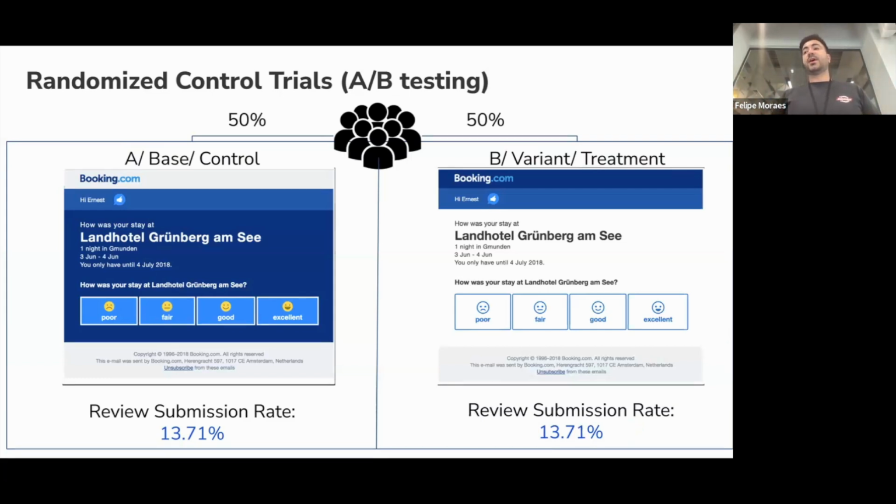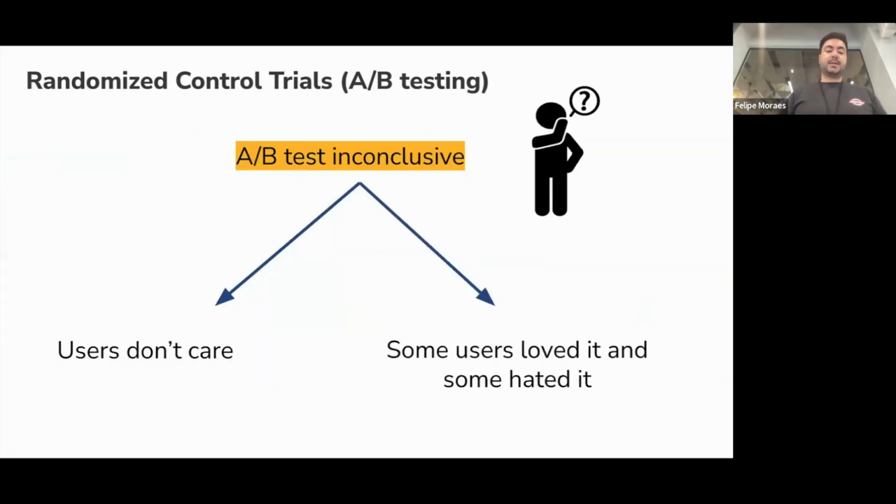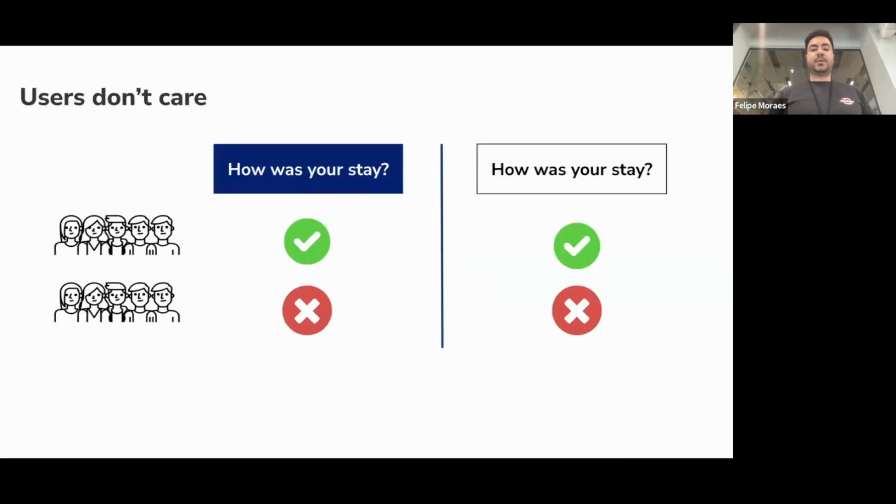Sometimes the result is actually equal, and we cannot tell that this A/B test is conclusive. We say that it's inconclusive. And when we see an A/B test that is inconclusive, we have two main hypotheses. Either the users don't care about those two versions that I showed to you, or some users love it and some hate it. So let's see a few examples.